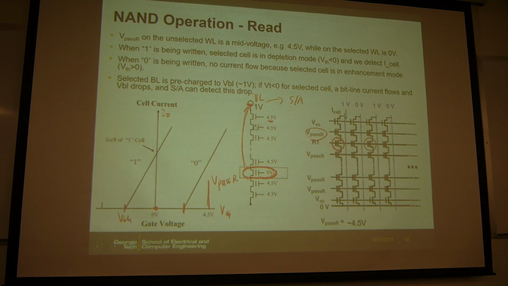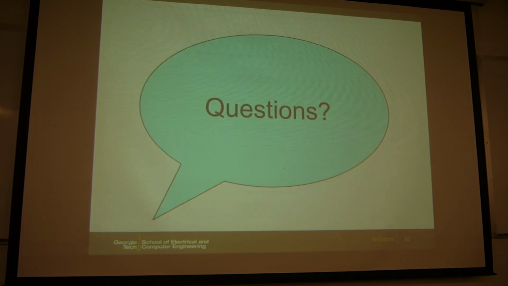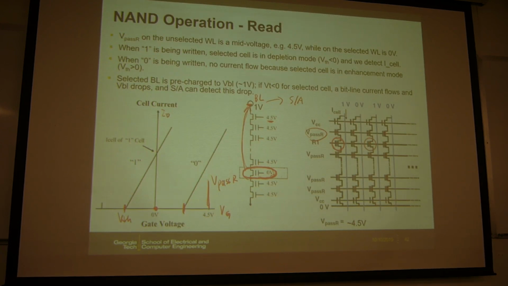Secondly, this explains why you cannot have a very long string. It's already slow, and if you make it even longer, then it will become too slow. So you see this is a difference. Okay, any questions? So we talked about the operations for the NAND flash: program, erase, read.